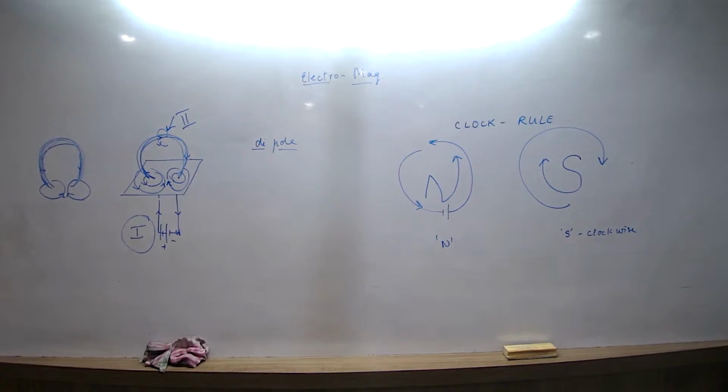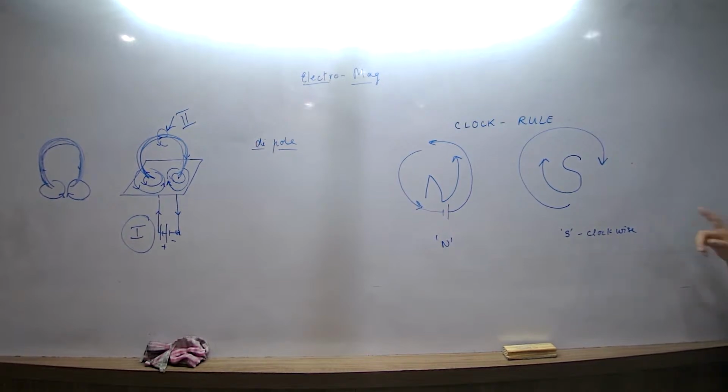The last point, the loop acts as a dipole. That means it has got a north face and a south face. And you are going to use your clock rule for finding out which face. Is that okay? On the same page, there is a clock rule. Do you see that box? Put a tick mark.